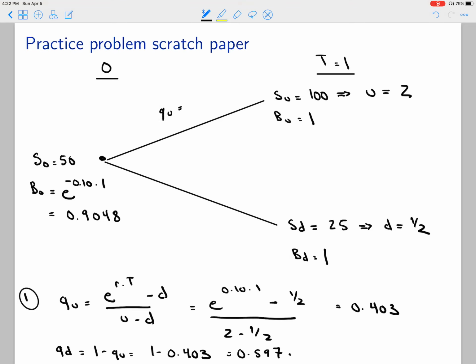Okay, so we can add these to the model up here. QU, the risk-neutral probability of the up state, is equal to 40.3%. QD, equal to 1 minus QU, is equal to 59.7%. These are not physical probabilities or likelihoods of these states occurring. These are just synthetic, mathematically constructed probabilities that allow us to admit no-arbitrage pricing with the risk-neutral pricing formula. Okay. In the second part of the question, we want to price a call option. The call option has a strike of K and a maturity of T equal to 1 year.